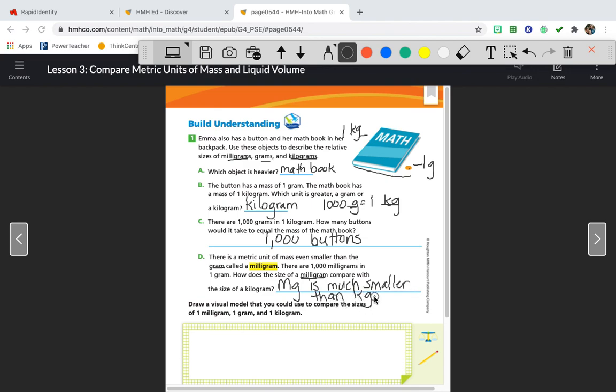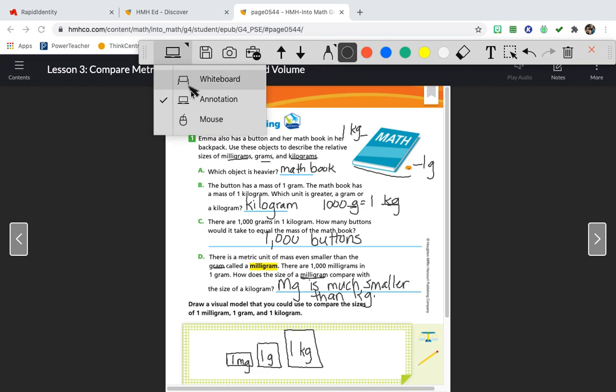Now let's draw a visual model that you could show to compare the sizes of the milligram, the gram, and the kilogram. If we think about it, we said that the milligram is the smallest unit. So here's my milligram. Then we said the next larger unit would be the gram. And then the largest unit we're talking about is the kilogram. All right, let's go on to Step It Out on page 525, and let's keep practicing together.